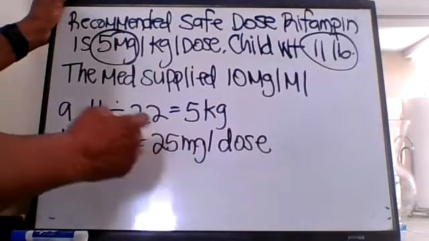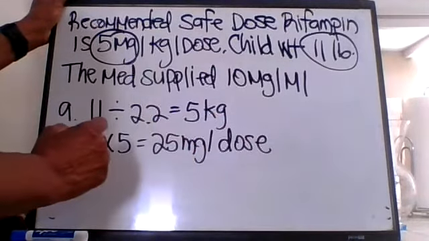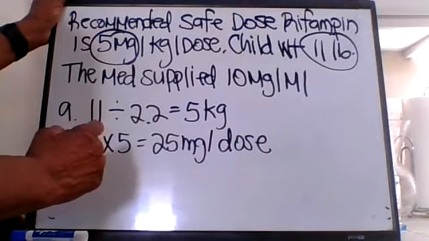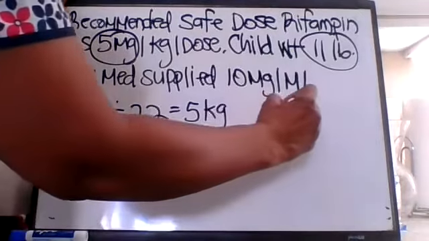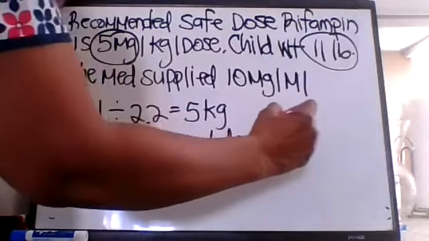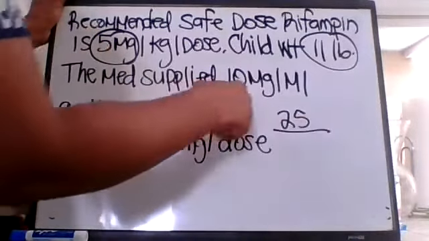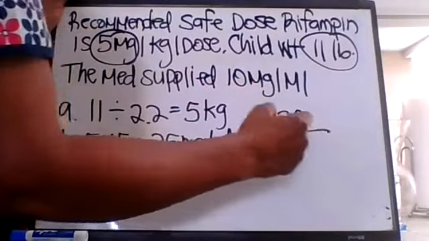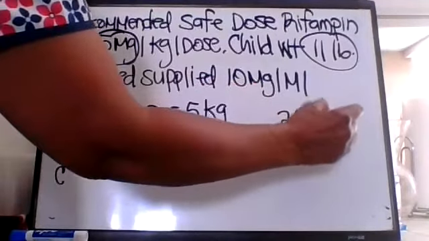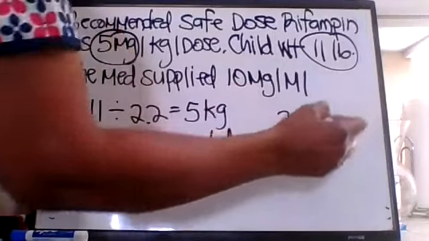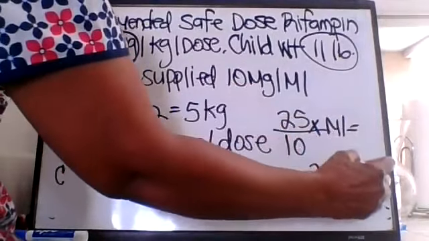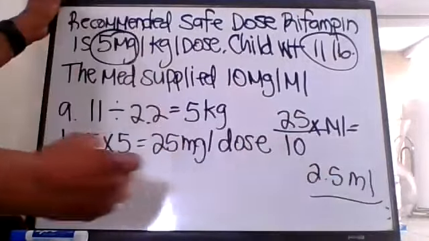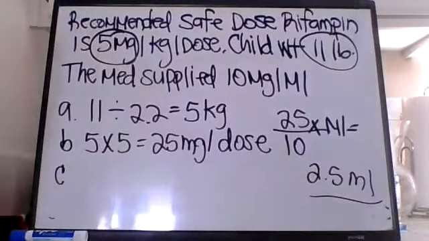C asks how many milliliters will be administered for each dose. So we take the 25 milligrams, because that's the dose for the child, and divide it by what we have on supply, which is 10 milligrams per milliliter. We come out with 2.5 milliliters as the answer.